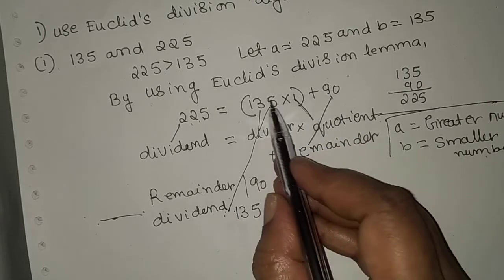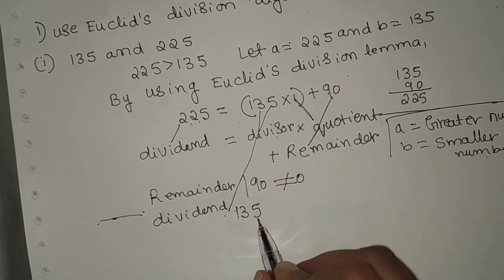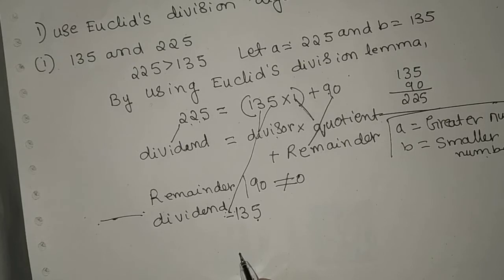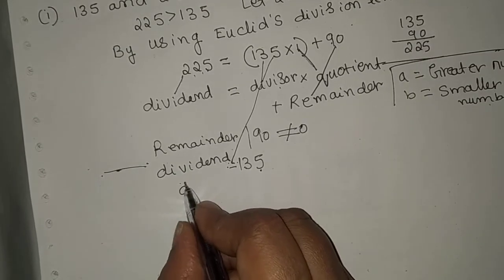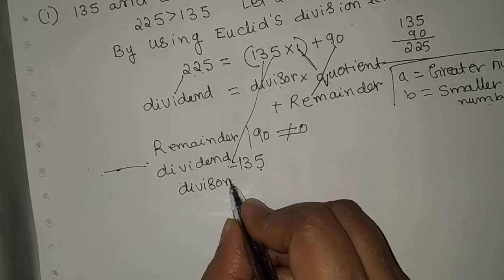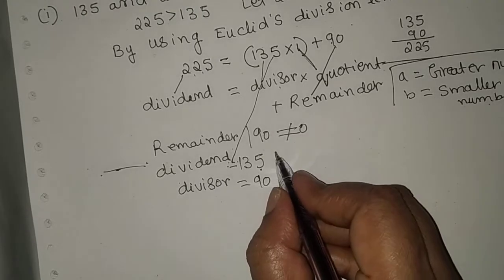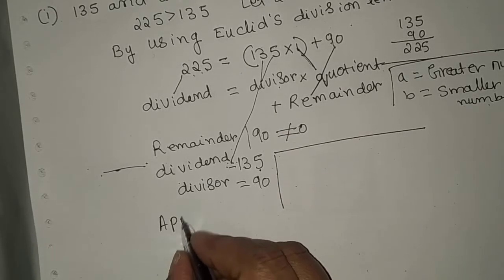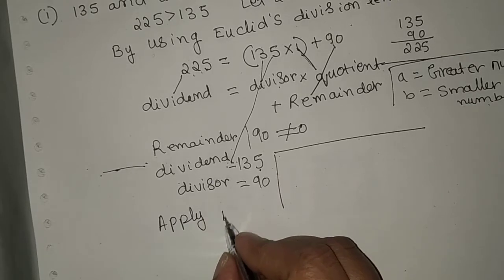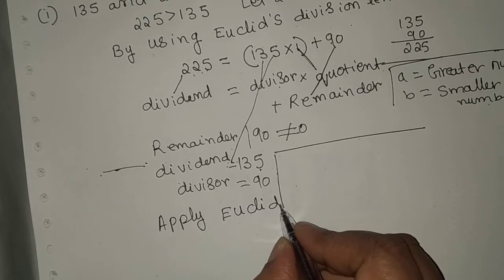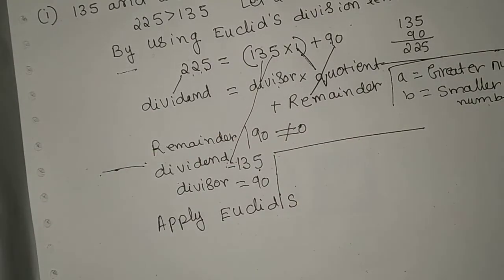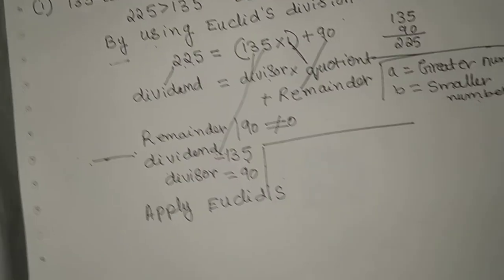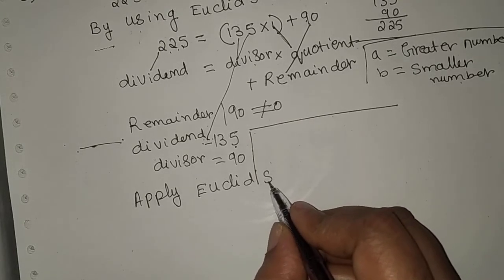Since this one is not 0, we'll take 135 as the dividend. So then in this step the new divisor will be 90. So we'll see this next one again. After this, again apply Euclid's algorithm. Once we applied here, next this is the second time, Euclid's algorithm.